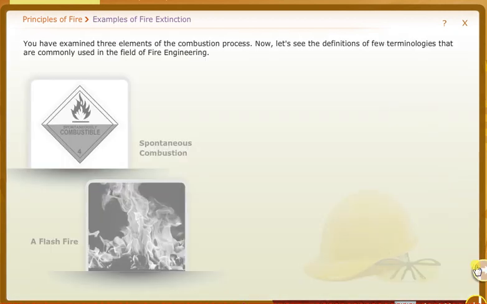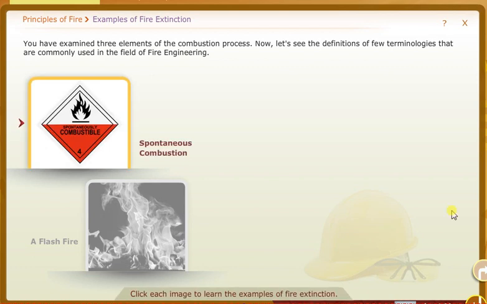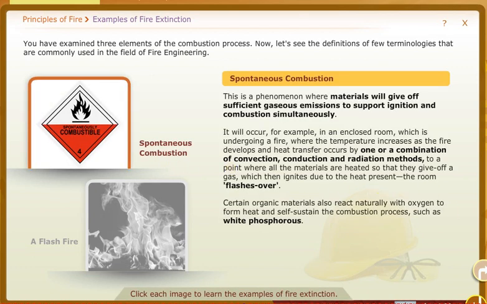You have examined three elements of the combustion process. Now, let's see the definitions of few terminologies that are commonly used in the field of fire engineering. Spontaneous combustion. This is a phenomenon where materials will give off sufficient gaseous emissions to support ignition and combustion simultaneously.